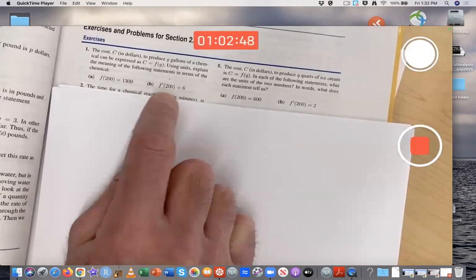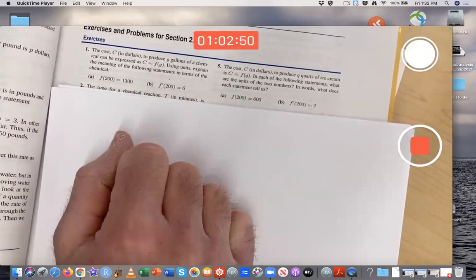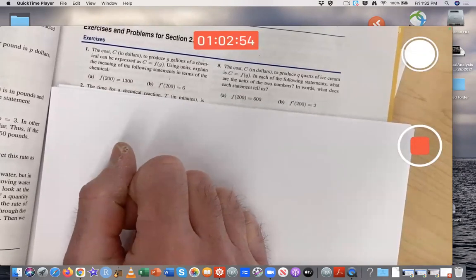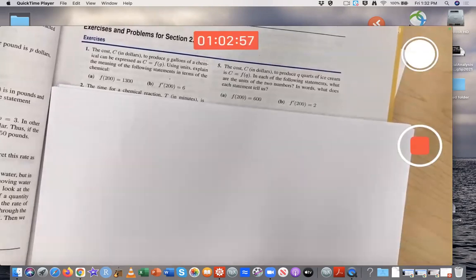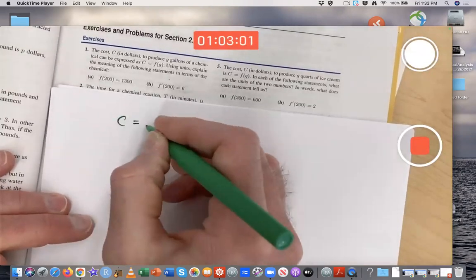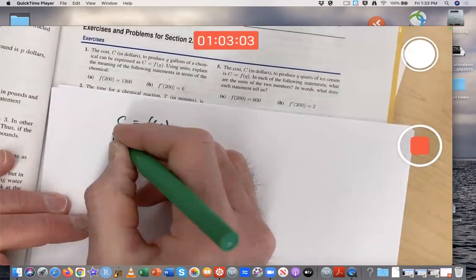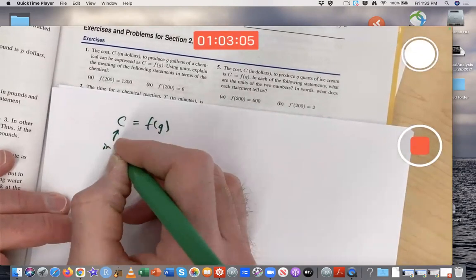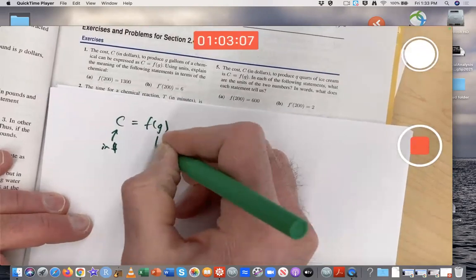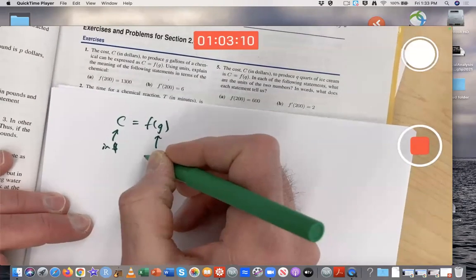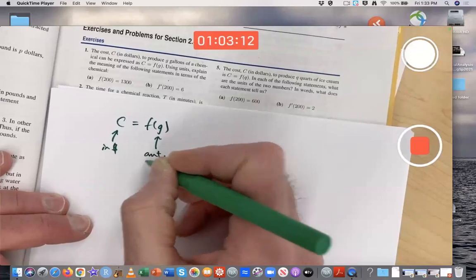Now we want to think about these function statements. What do they mean? You got to think about the variables and what they mean and what are their units. So C equals f of g. C is a cost. It's in dollars. G is an amount of chemical. Amount in gallons.